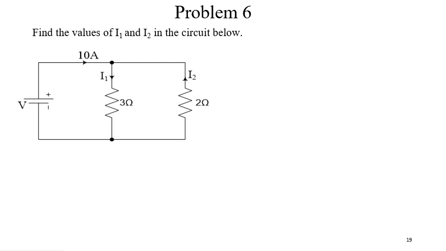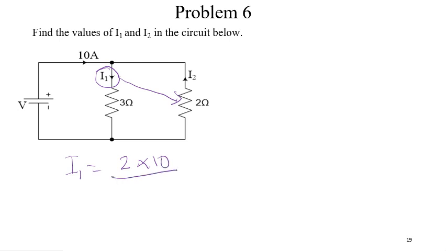To find I1, we simply take the opposite resistor, and the resistor opposite to I1 is 2. So our I1 is equal to 2, then we multiply it by the total current, and the total current is 10.